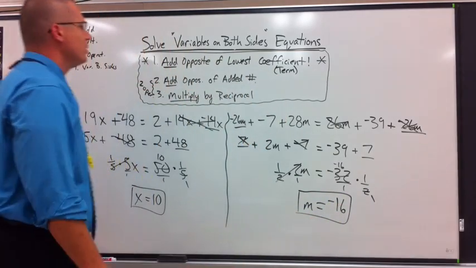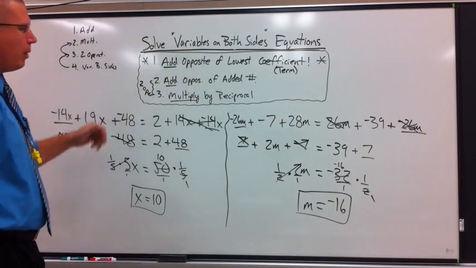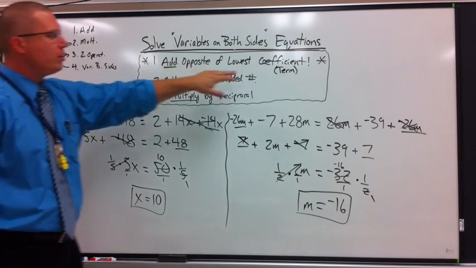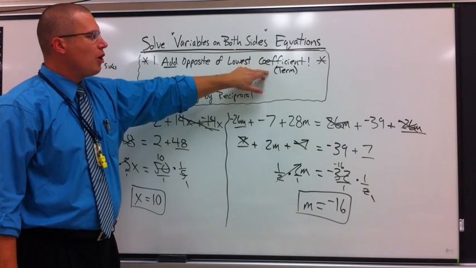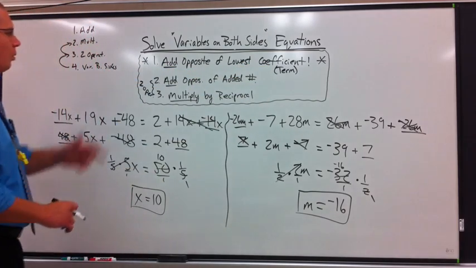Done. Variables on both sides of the equation. You must get rid of the lowest term. Look for the term with the lowest coefficient. Work from there.